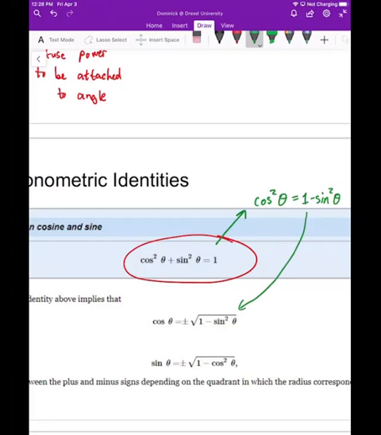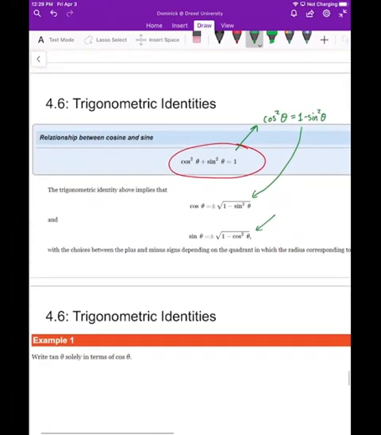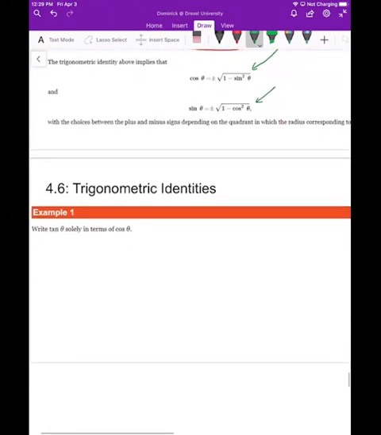You can also do a similar thing if you move the cosine over instead, and you can say that sine of theta is equal to plus or minus the square root of 1 minus cosine squared. And of course, how do you know if it's positive or negative? You would hopefully know what quadrant your angle was in, and that would help to indicate whether you're going to be looking at positive or negative.